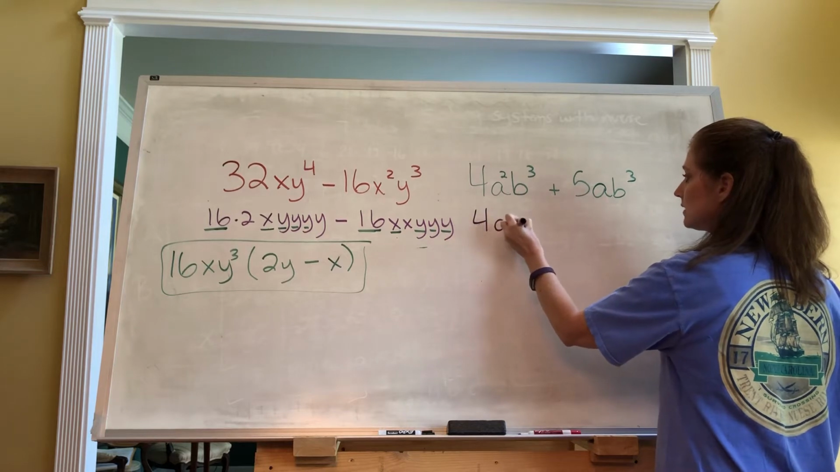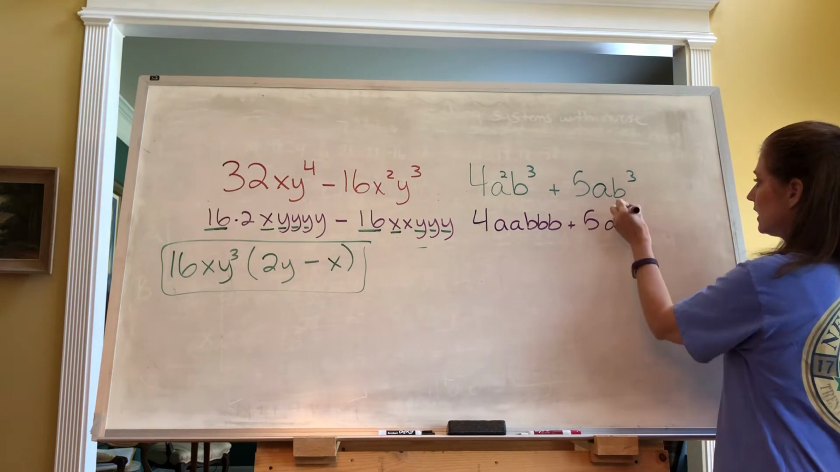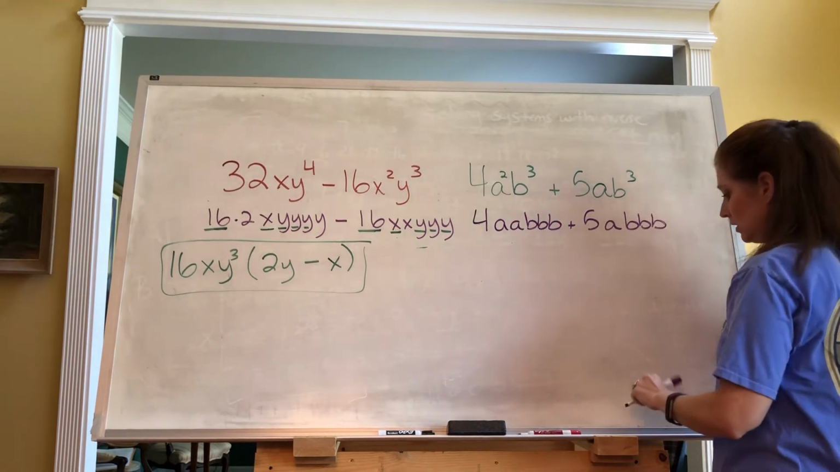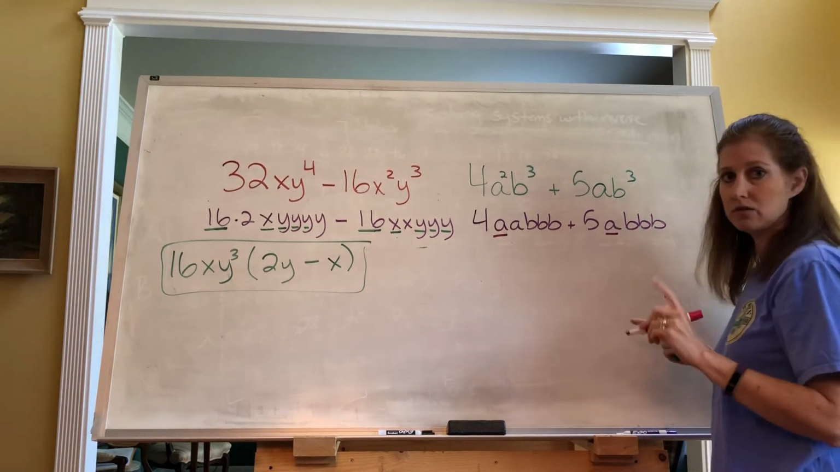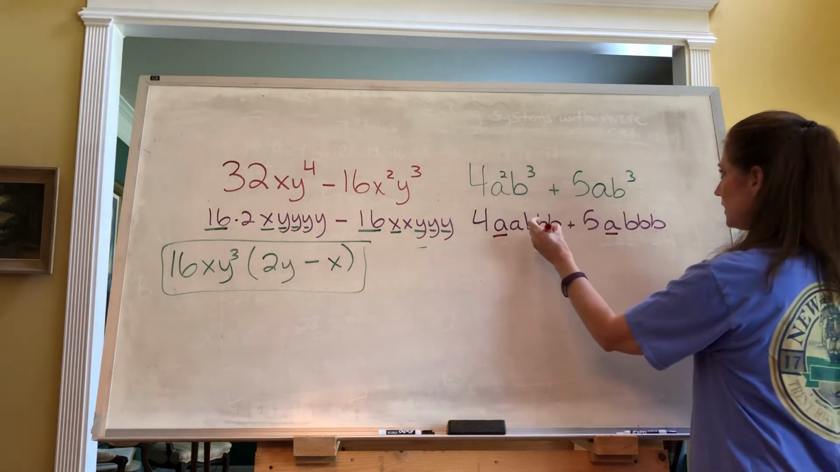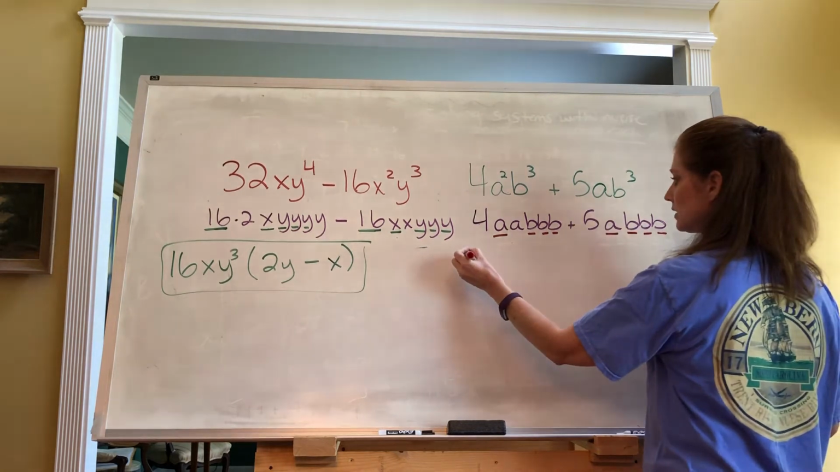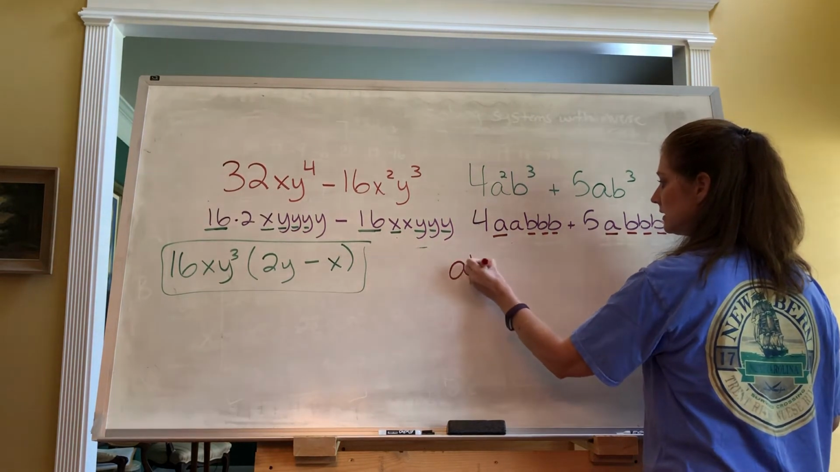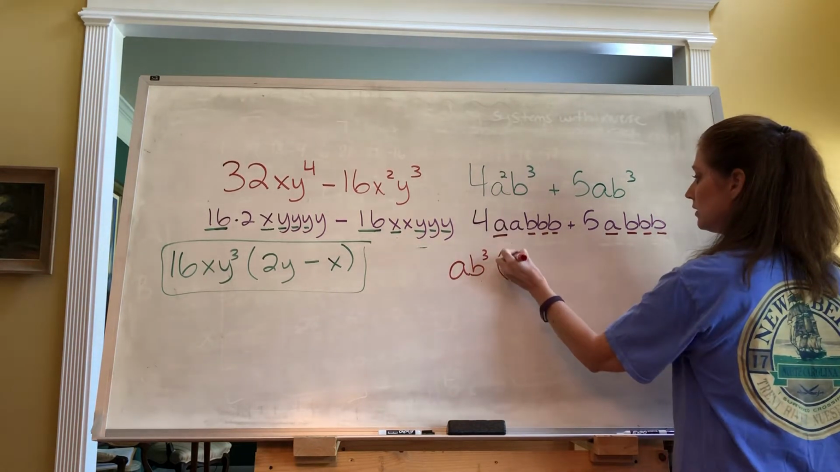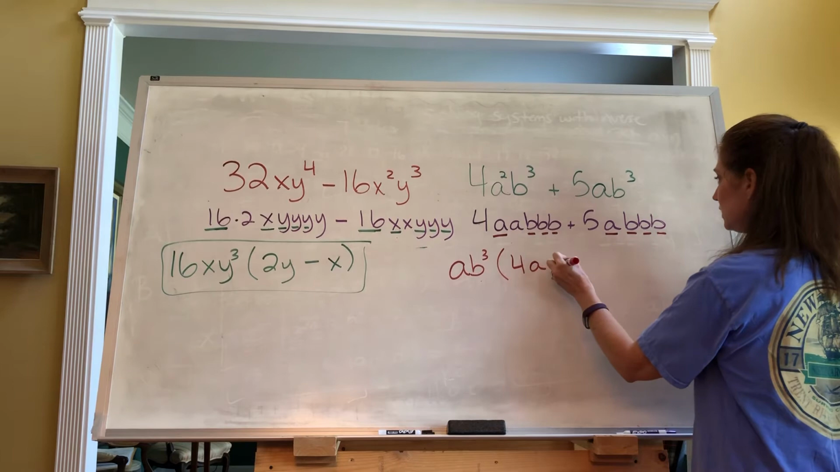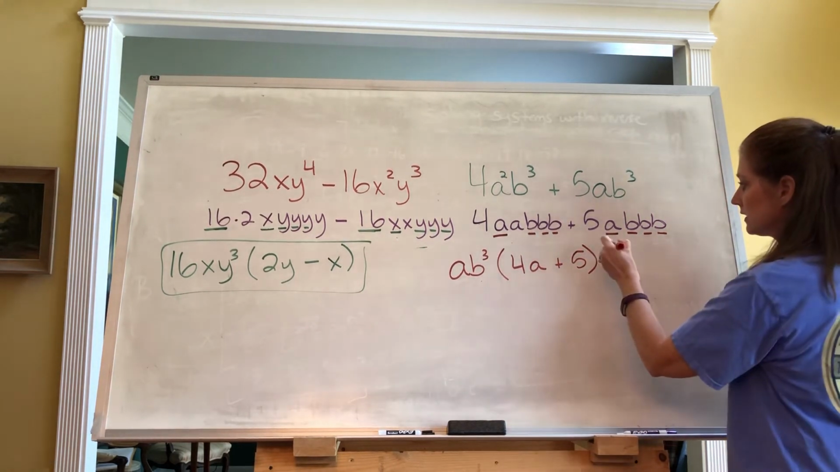I have 2 A's, and I have 3 B's. Over here I have A and 3 B's. So when we look at it, the A's match, just one, and then all 3 B's. So what's coming out is ab cubed. Like I said, no numbers. So over here I have 4a left over, and over here I just have 5. And that is that one.